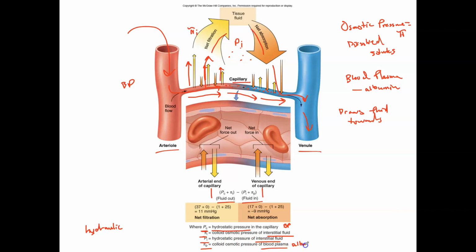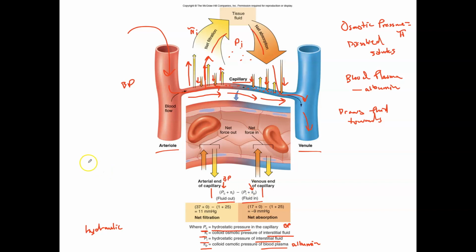And that's going to be a higher number, because you have a lot of dissolved solutes in the capillary. So this is going to be any of the orange values here, any of these orange arrows that are drawing fluids back in. So if you were to look at this numerically, most of the formula is affected by blood pressure and it's affected by the osmotic pressure caused by albumin.